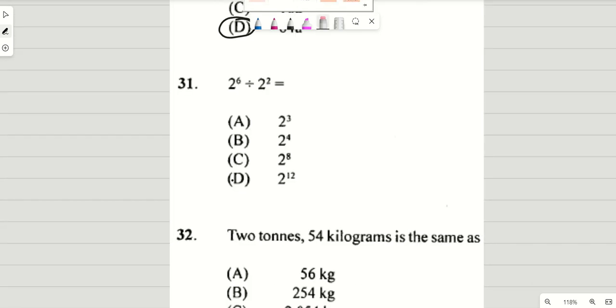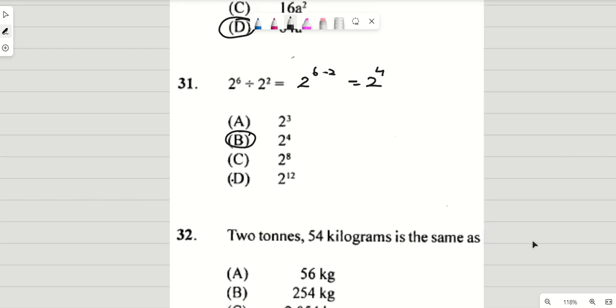Right, number 31, this is laws of indices. If my bases are the same and I'm dividing, I have to subtract my powers. So that is 2 to the power of 6 minus 2, which is 2 to the power of 4. So your answer is B.